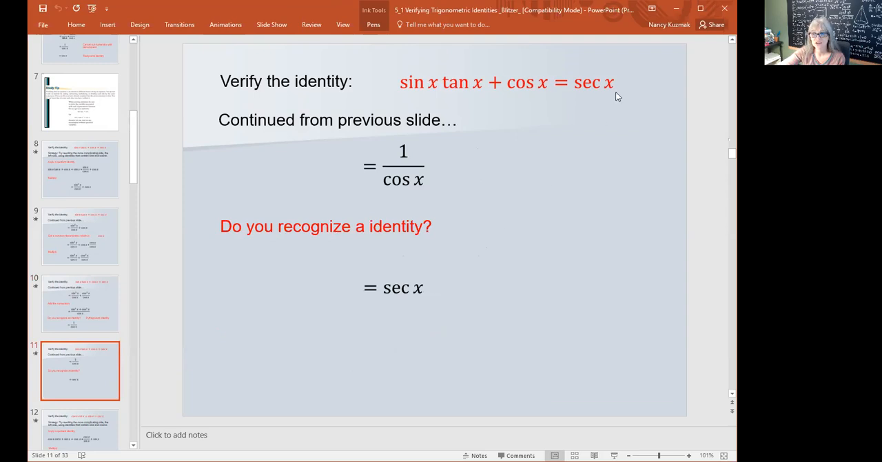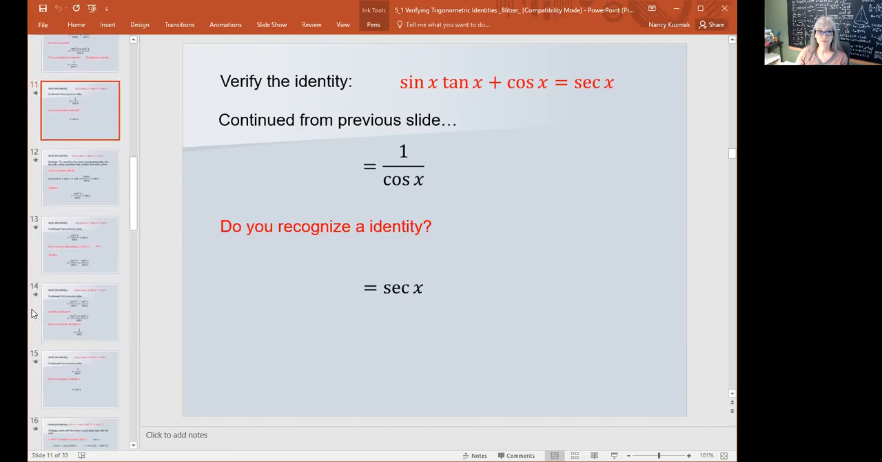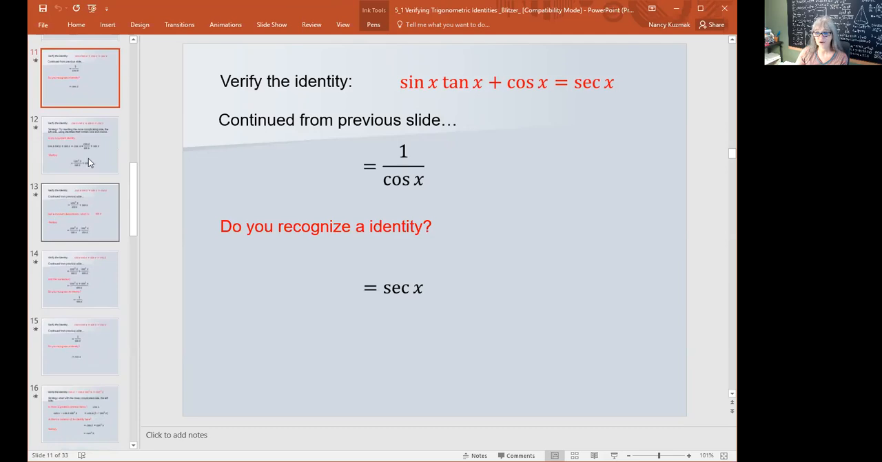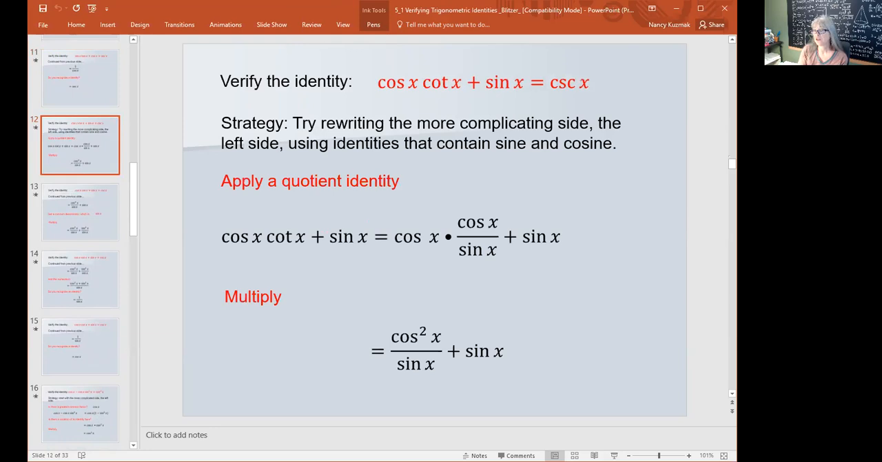I didn't do anything to the right side. I only messed with the left side. I applied a quotient identity. I applied making common denominators. I applied a Pythagorean identity, correct. And then I was able to do another reciprocal identity. All right, so those are the types of problems that you're going to see. And remember, they can be complicated, they can be simple, they can look crazy and end up being really easy to do.